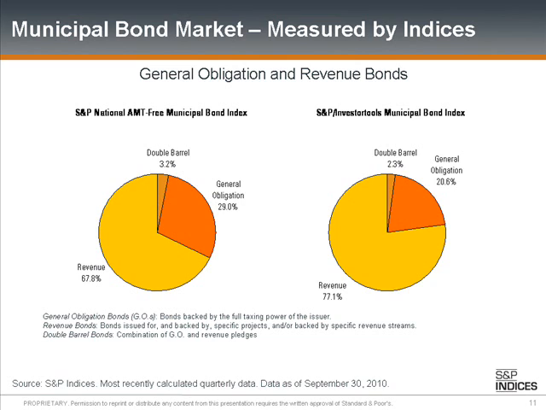We can see that in the investable index, the S&P National AMT Free Municipal Index, general obligations make up 29% of that index, with revenue bonds representing about 68% of the index. In the broader benchmark index, the S&P Investor Tools Municipal Bond Index, general obligations represent 20% of the index, and revenue bonds represent 77% of the index. Mostly smaller revenue deals are contributing to that difference.